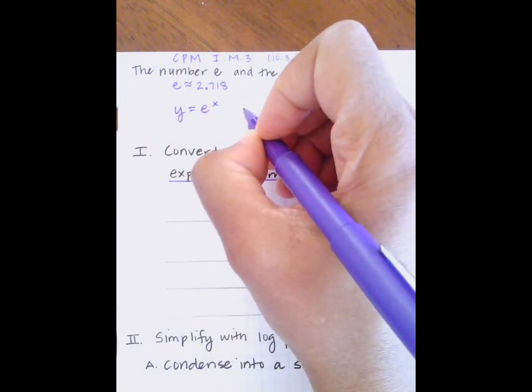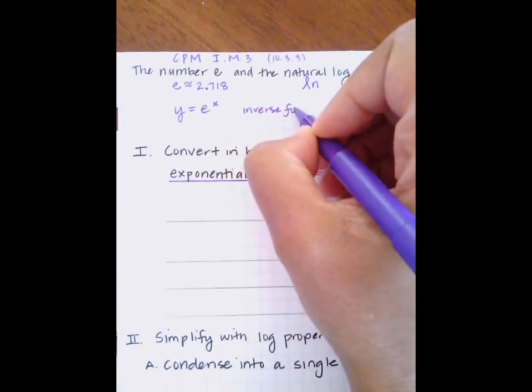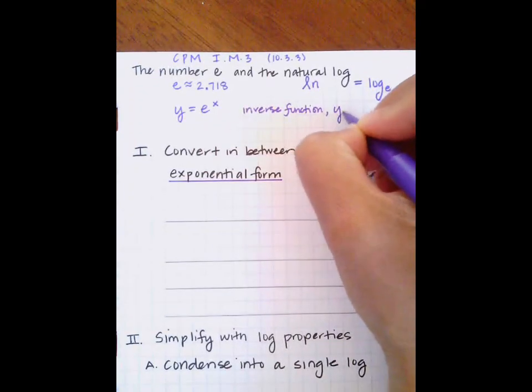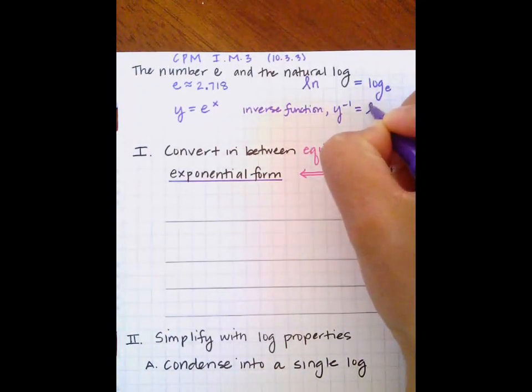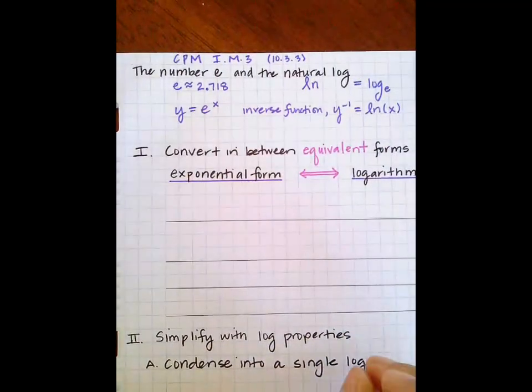E to the x's inverse function, abbreviated y inverse, would be the ln of x. And so while these two functions are inverses of each other, e to the x and the ln of x, they also undo each other.